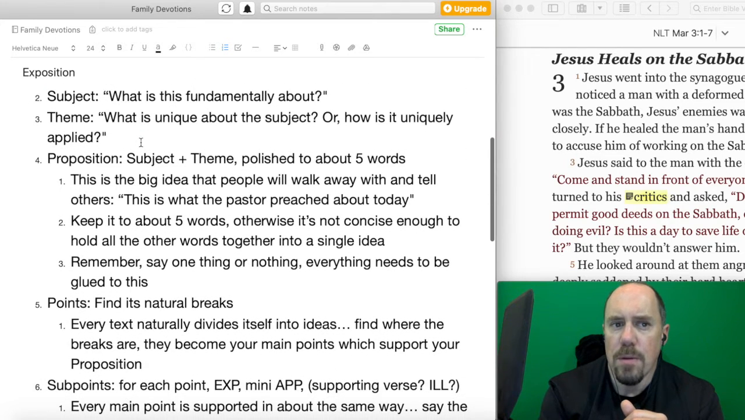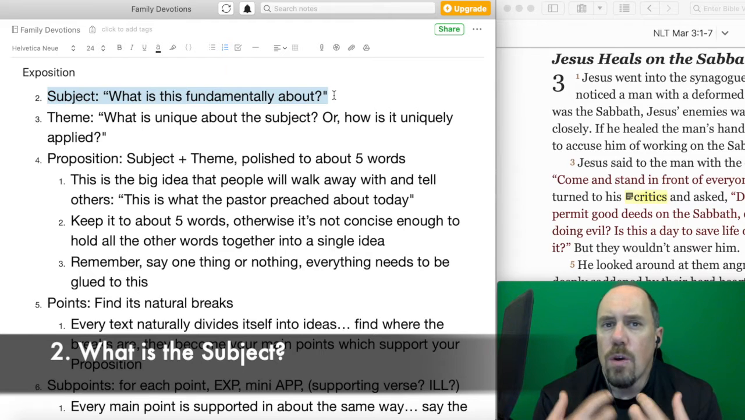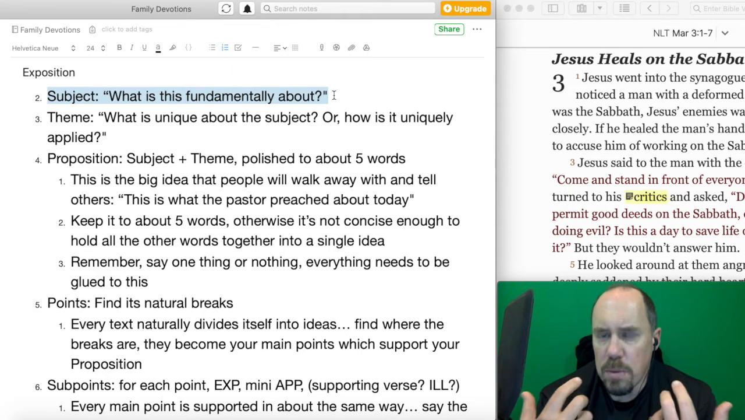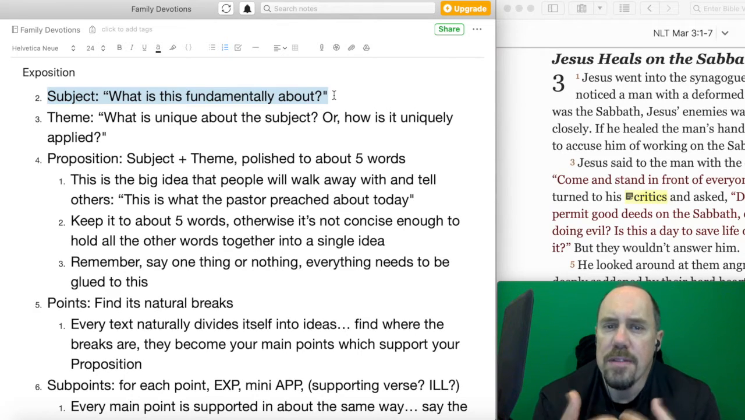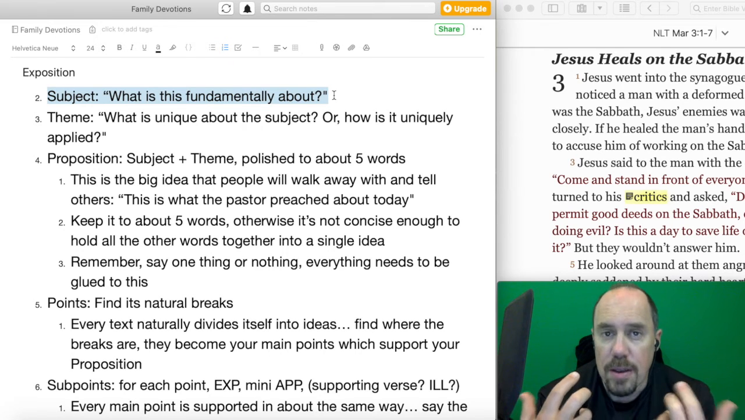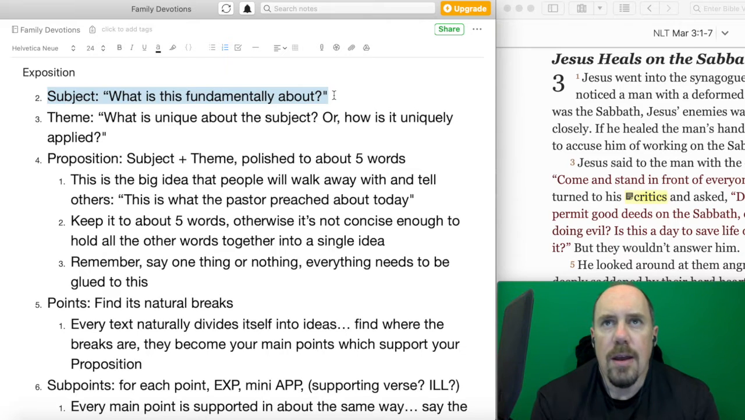So next, when you have your text, number 2, you need to be asking what's the subject? What is this text fundamentally about? So John 3:16: God so loved the world, gave his only son, whoever believes won't perish, have eternal life. What's the subject? You may say love. You may say God's love. You may say whoever believes. This is about believing. You may say eternal life. Whatever, it's fine. It's your opinion. Whatever you think the subject is, then type it in.